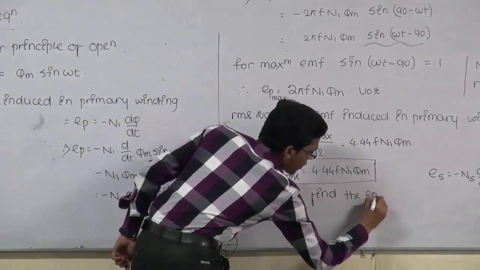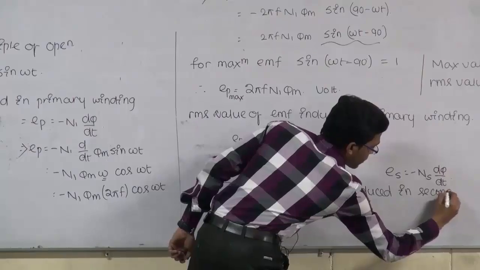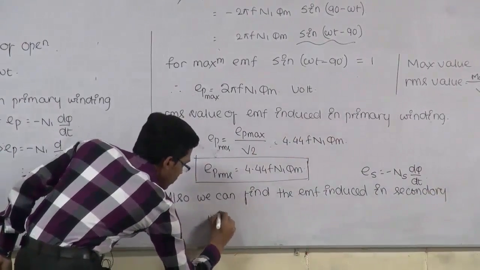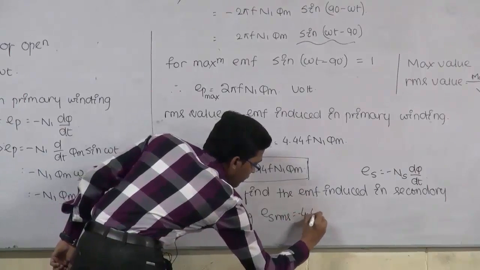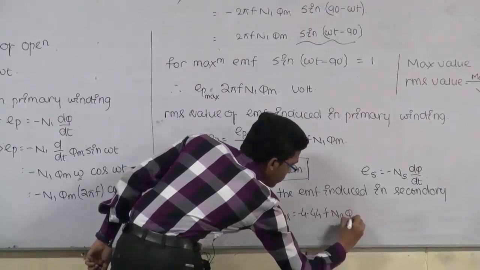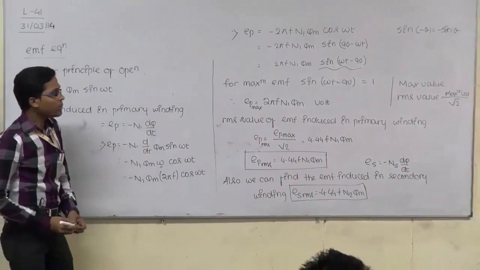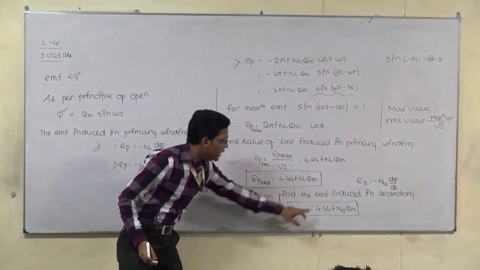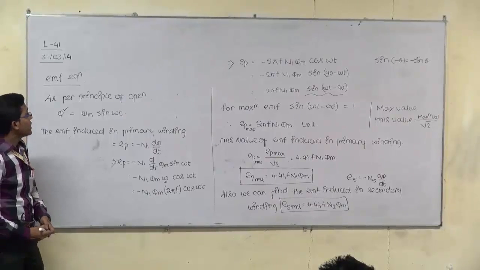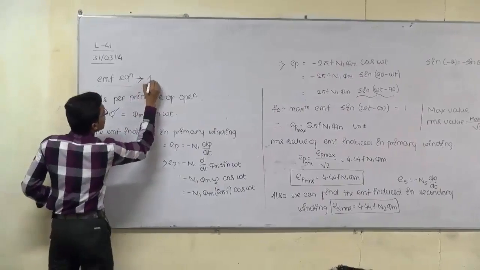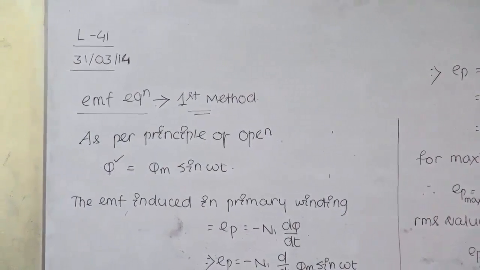So the EMF induced in the secondary winding, ES RMS, is equal to 4.44 f N2 φm. You use the same process, just replacing the primary turns by the secondary turns N2, and then you get the same type of equation. So this is one method. I have obtained this equation from the first method, that is directly from the principle of operation we have read.